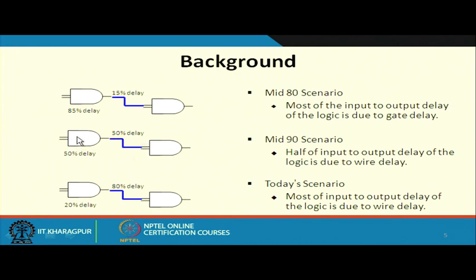So, half of the input to output delay of the logic will be due to the interconnections and half due to the gate delay. But today, when you are in the deep submicron technology domain, the situation has reversed. Now, in the interconnections we are expecting about 80% delay or even more, while the gate delay is only 20%. So, as you can see, today in high performance circuit design or physical design, modeling of the interconnections and properly routing them has become of paramount importance. So, this is the scenario today.